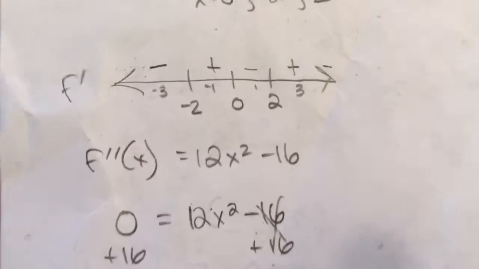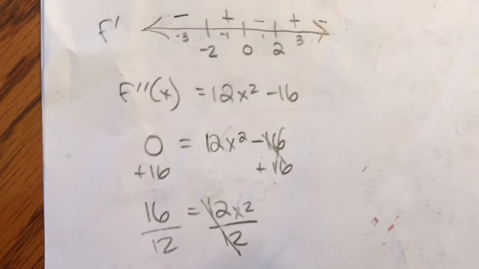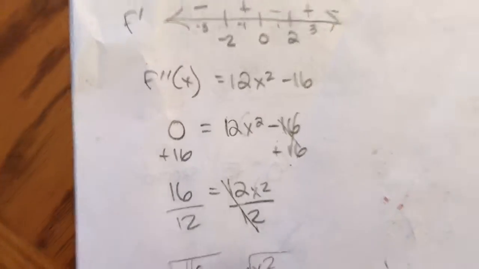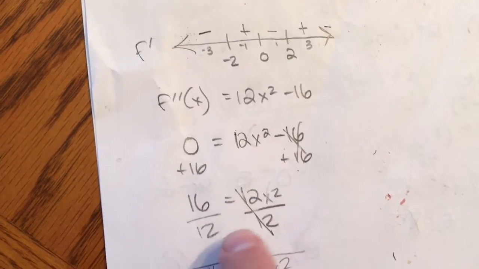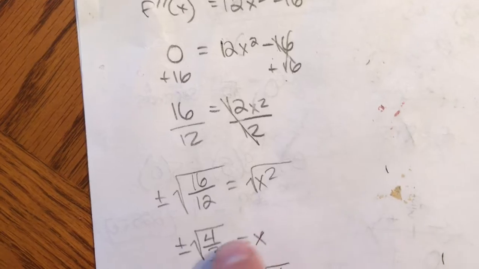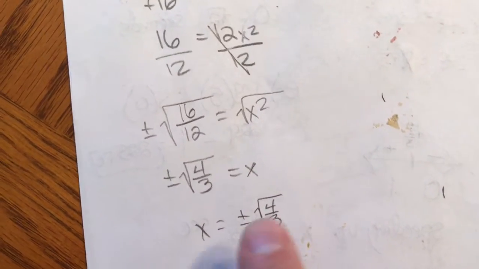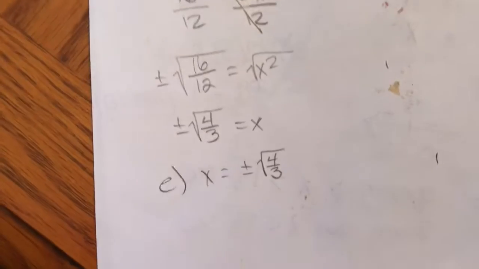So what I did is I took the second derivative and set it equal to 0. Added 16, divided by 12, take the square root, simplify, and that's what I get. Those are actually the x values. So this is the answer to part E. Actually, the inflection points are when the second derivative is equal to 0.